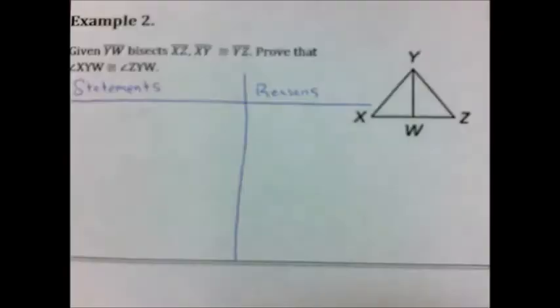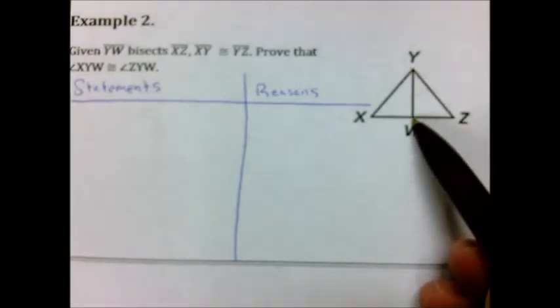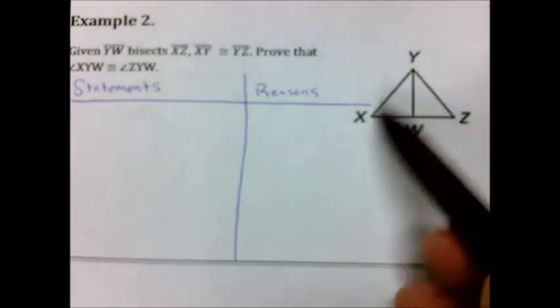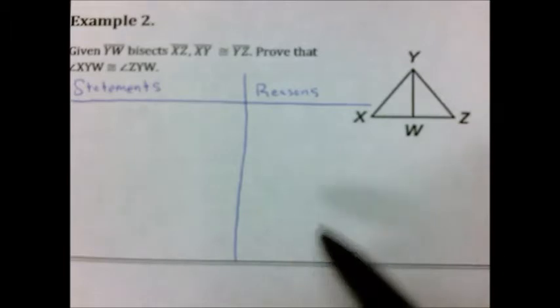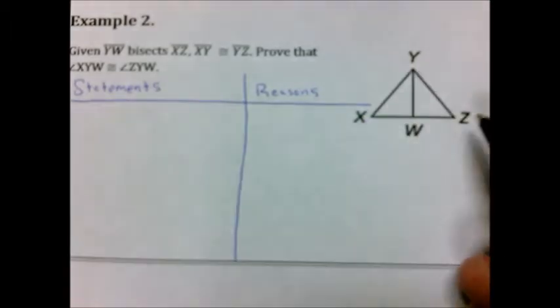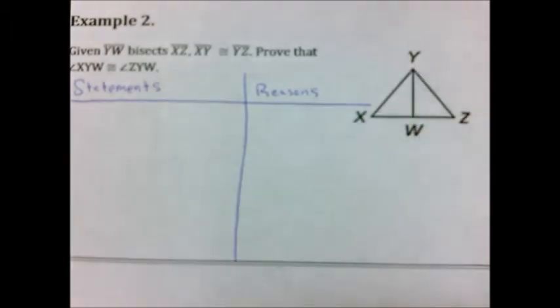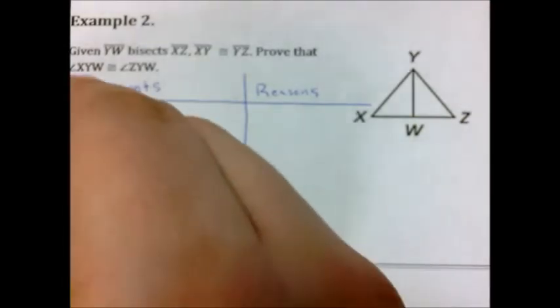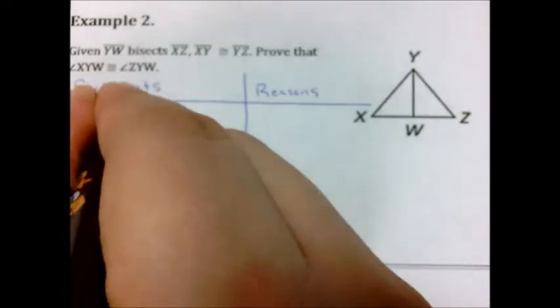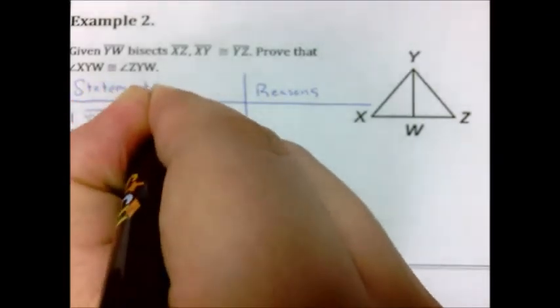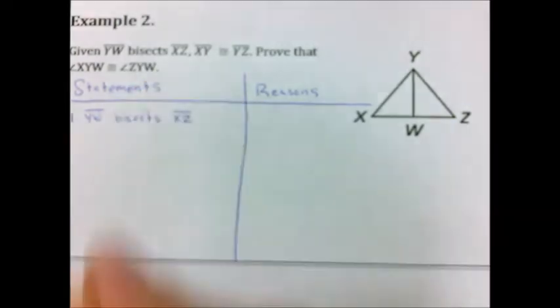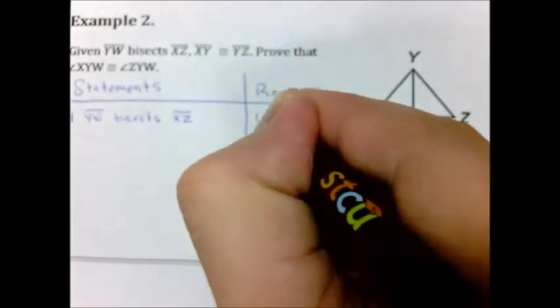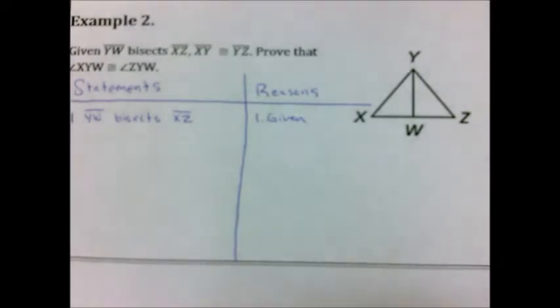Example 2. All right, example 2 says, given that YW bisects XZ and that XY is congruent to YZ, we need to prove that angle XYW is congruent to angle ZYW. Let's first start off like we do any proof, with the first thing that's given. The first thing that's given is that YW bisects XZ. And the reason is that it's given information.